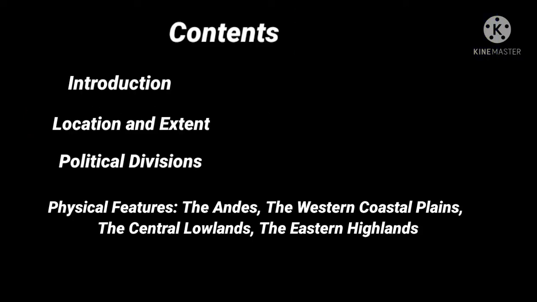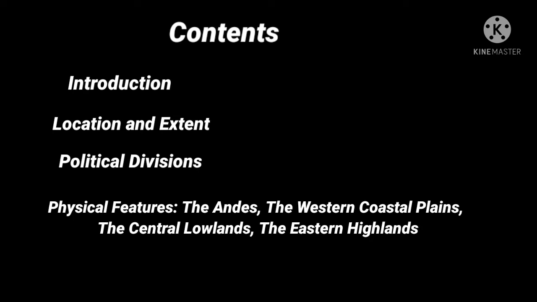Now let us see the contents that we are going to discuss in this chapter. First of all, we'll discuss the introduction part of this chapter. Then we'll see the location and extent of South America, the political divisions, and lastly we'll discuss the physical features of South America, which are classified into four categories: the Andes mountain system, the western coastal plain of South America, the central lowland, and the eastern highland. So these are the four major physical divisions of South America.